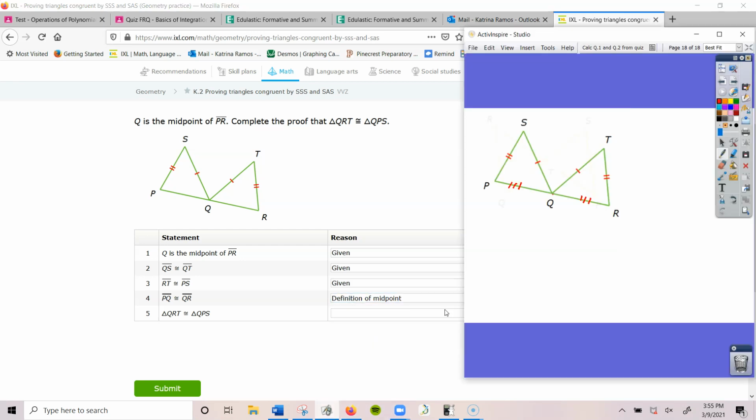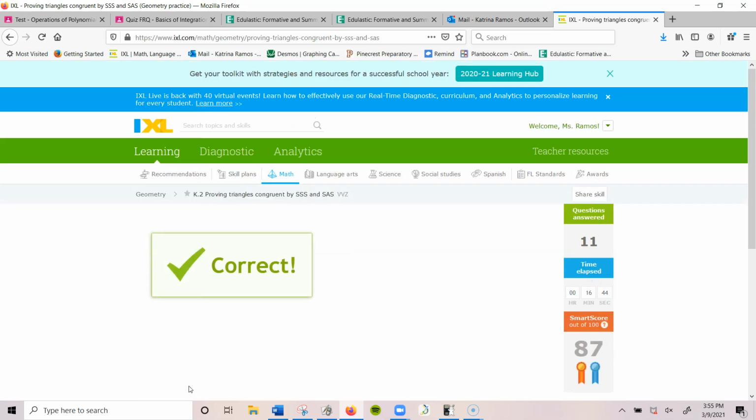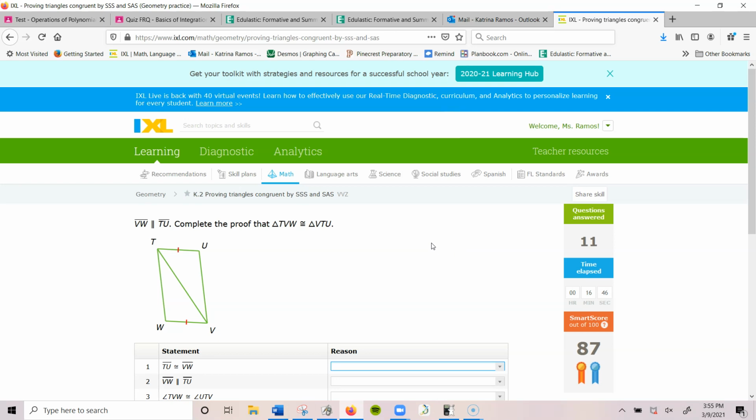And as you can see from the diagram, what we have here is side, side, side, and side, side, side. So these two triangles would be congruent by SSS. And that's IXL K2.